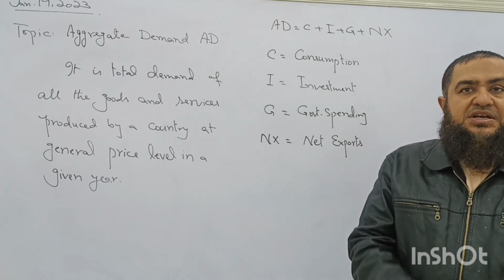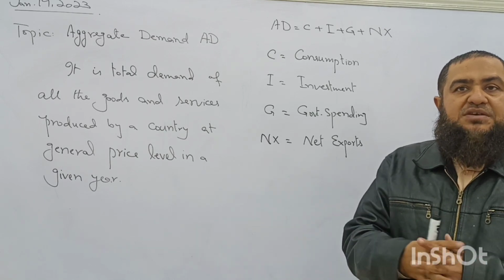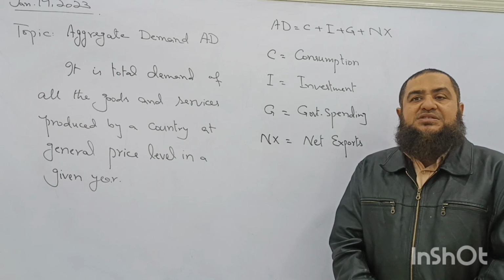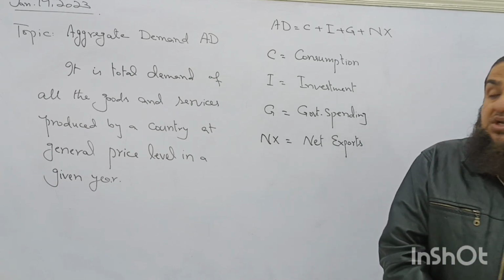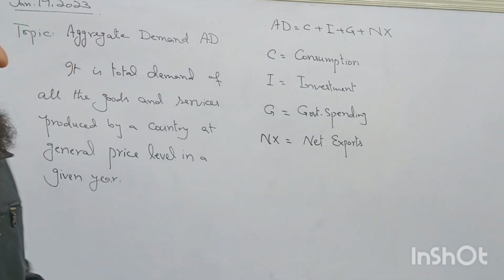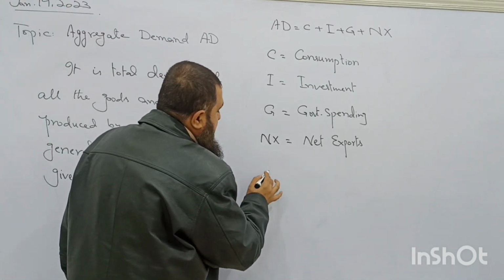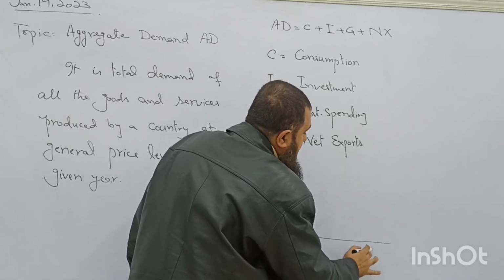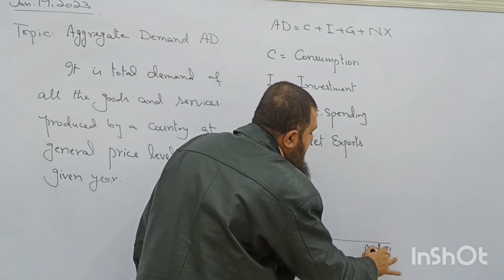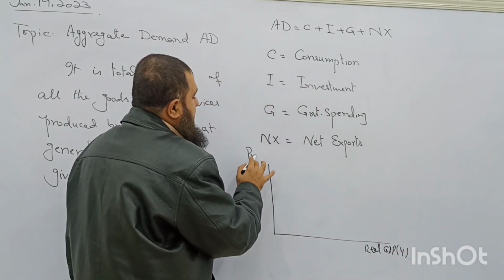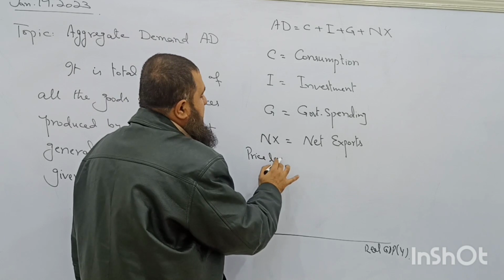Clear? So what are the different components present within aggregate demand? That includes C plus I plus G plus net exports. Now what will be the shape of aggregate demand? This is the main thing. So aggregate demand we are drawing over here. On the horizontal axis I am taking real GDP, and here I am taking the price level, the general price level.